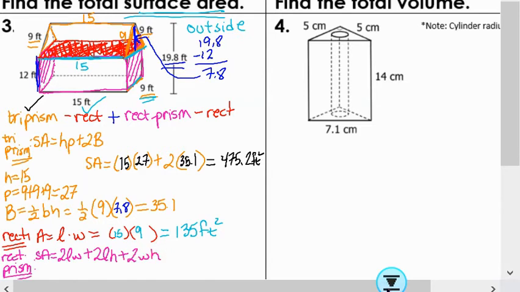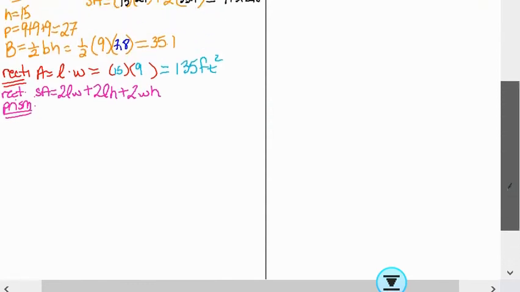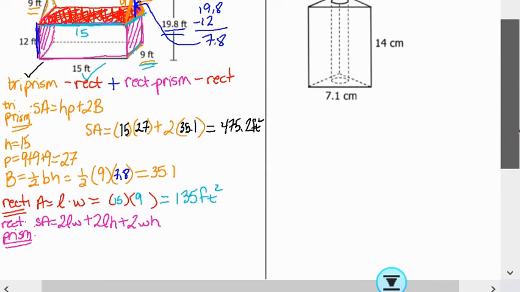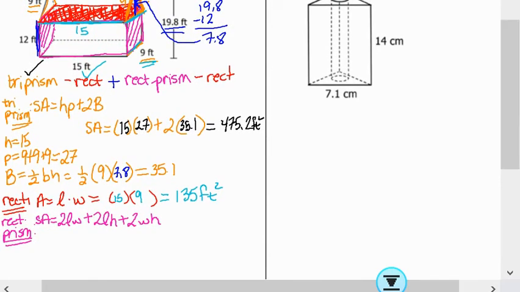Okay, so I'm going to extend my page a little bit so we can have some more room to work. Plugging into that formula, that's going to be 2 times the length times the width plus 2 times the length times the height plus 2 times the width times the height. Okay, so let's go look at our rectangular prism.